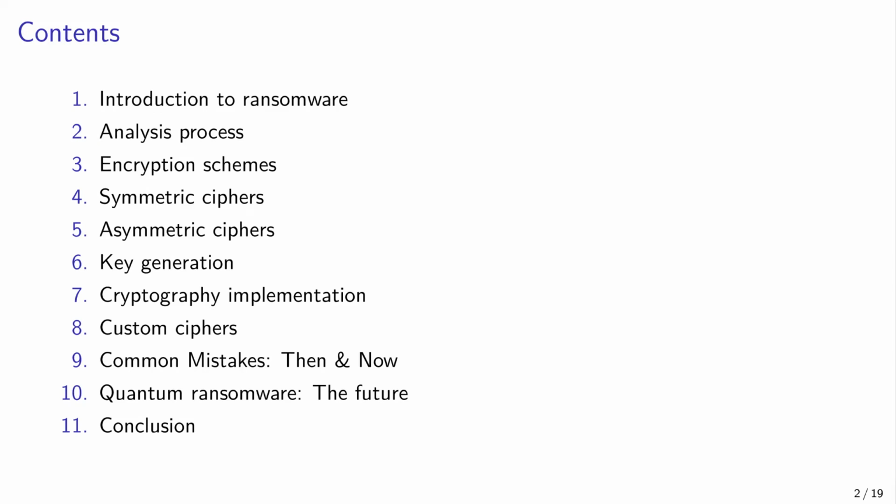Firstly, we are going to start with an introduction to ransomware. Then we describe our analysis process. Next, we describe the well-known encryption schemes used in ransomware and take a closer look at the schemes that we observed in the latest samples. Then we will describe the specific encryption algorithms, key generation functions, and implementation details used in older ransomware and compare them to the current samples. And lastly, we will summarize our findings and also talk about the possible future of ransomware.